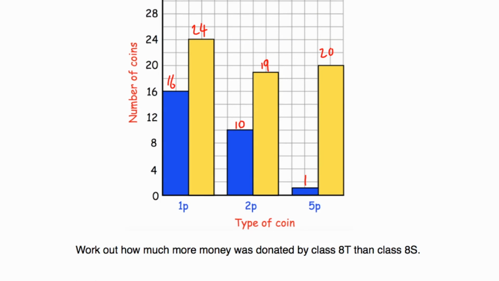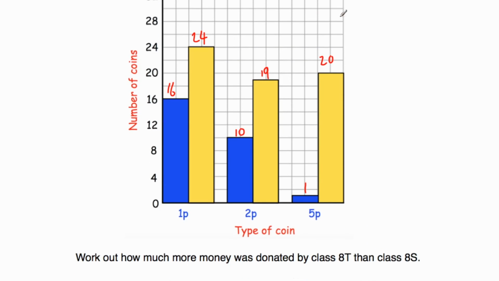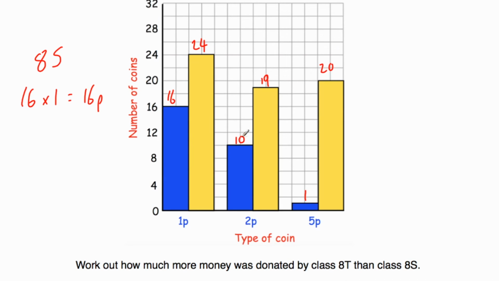And now let's just work out how much money was donated by each class. Let's start off with class 8S, so that's the blue bar. You've got 16 1p coins, so 16 multiplied by 1 is equal to 16p. Then we've got 10 2p coins, so 10 multiplied by 2p is equal to 20p. And then we've got 1 5p coin, so 1 multiplied by 5p is equal to 5p. And if we add those up, and it's a calculator question, but we can do it in our heads anyway, 16p plus 20p is 36p, plus 5 is 41p. So that means that class 8S donated a total of 41p.